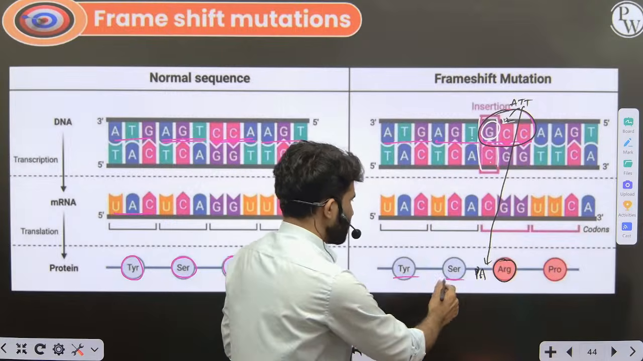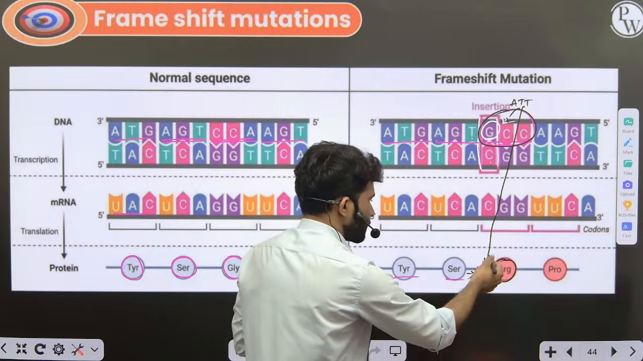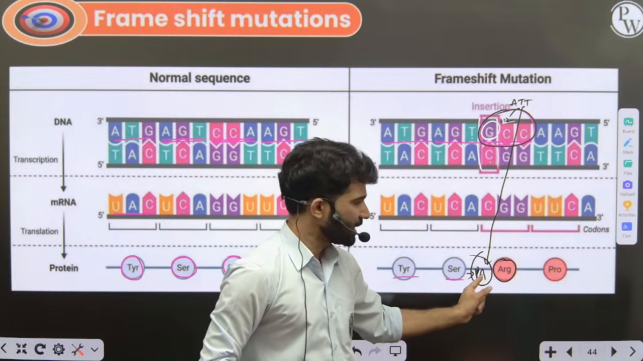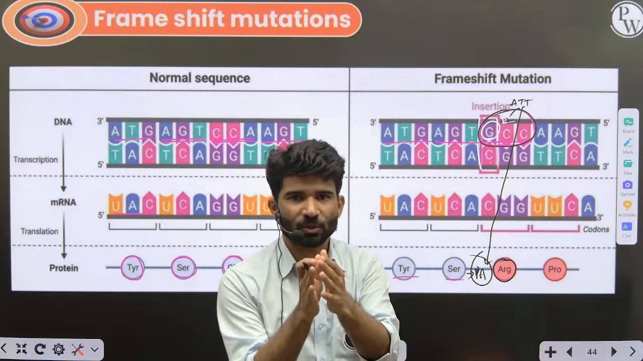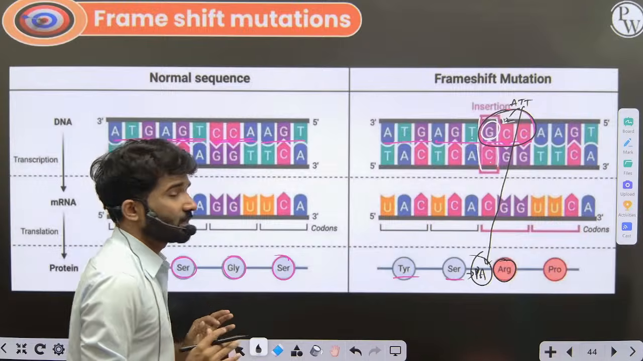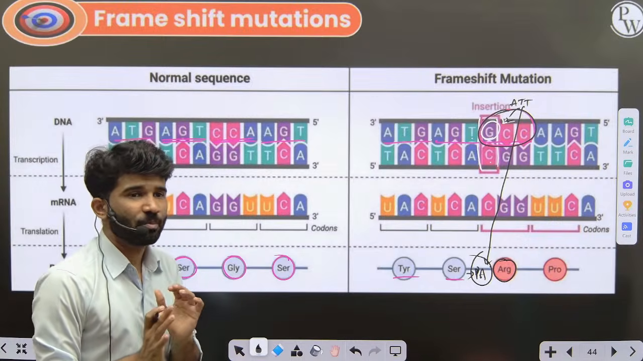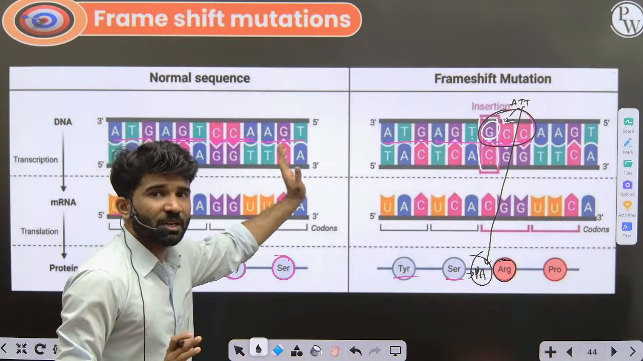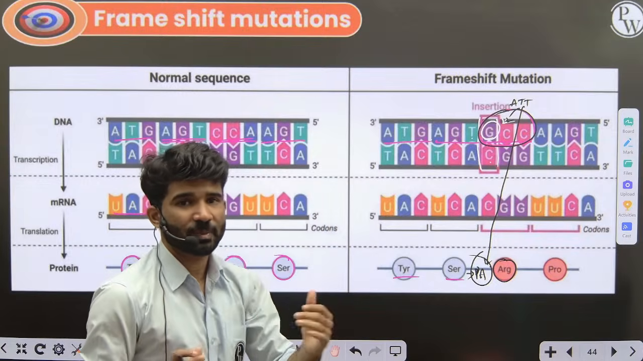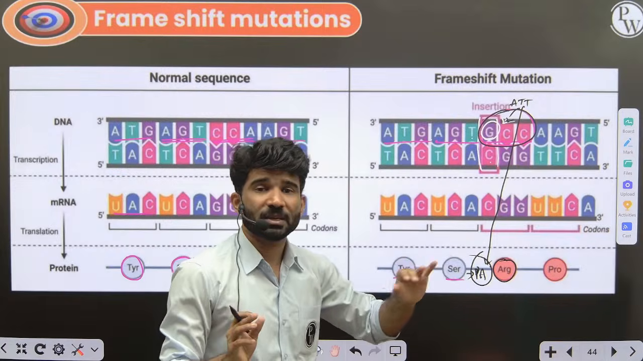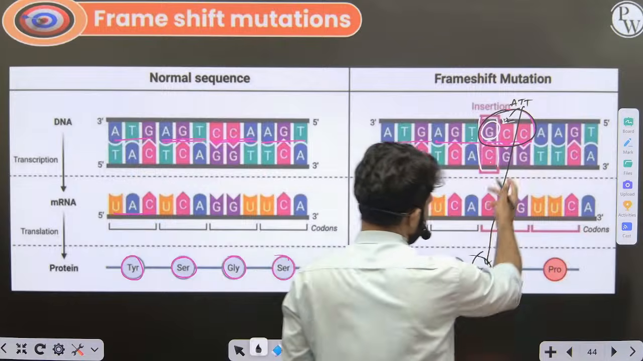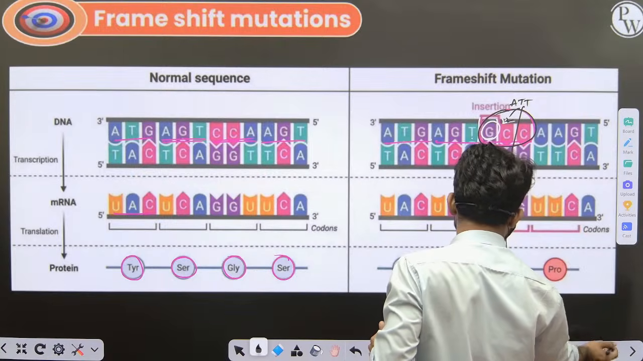Take an example where the complete frame has been shifted. Even though it may cause less harm, the whole sequence has been changed. So this is what we call the frame shift type of mutation, where there is a shifting of frame because of insertion or repetition of the base pair that leads to the expression of a different amino acid. That is due to the translation of that particular RNA segment.